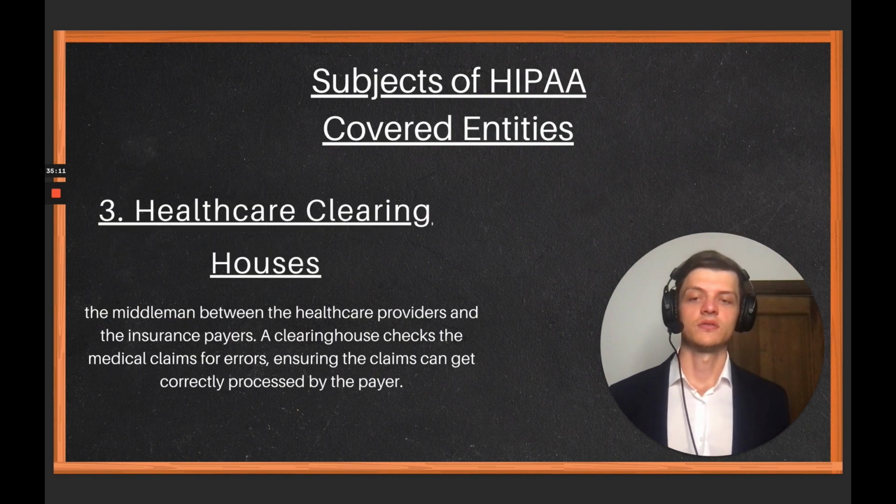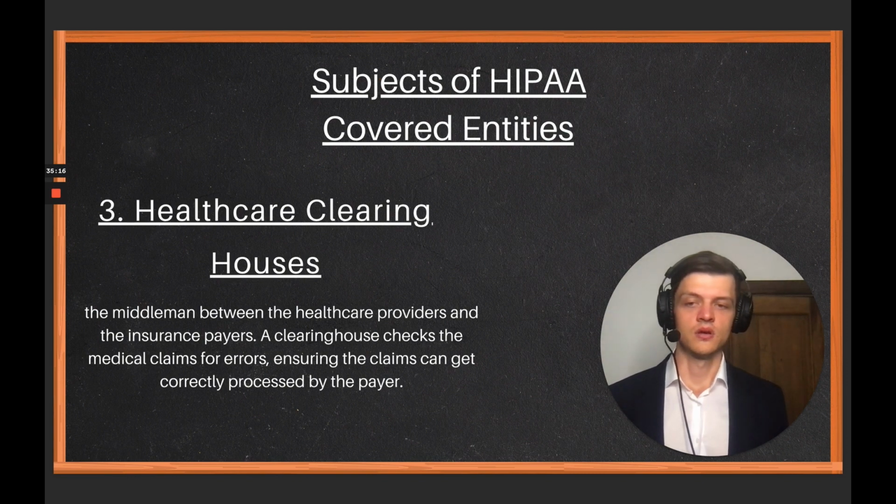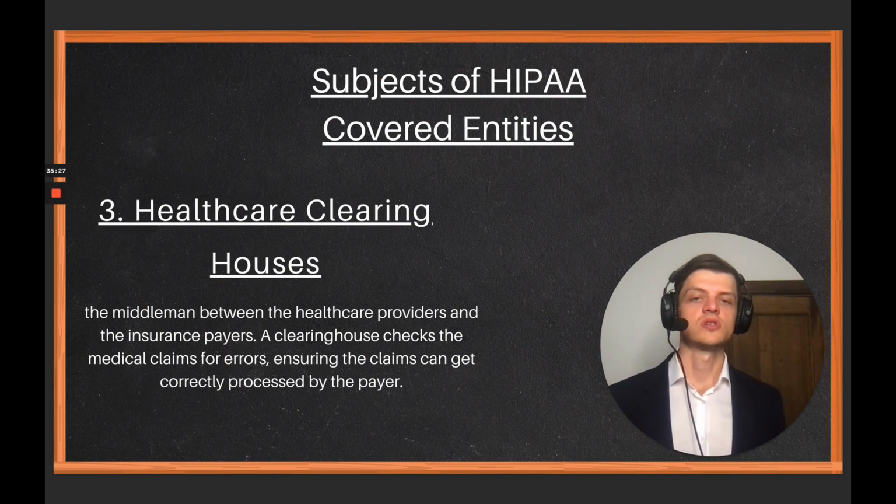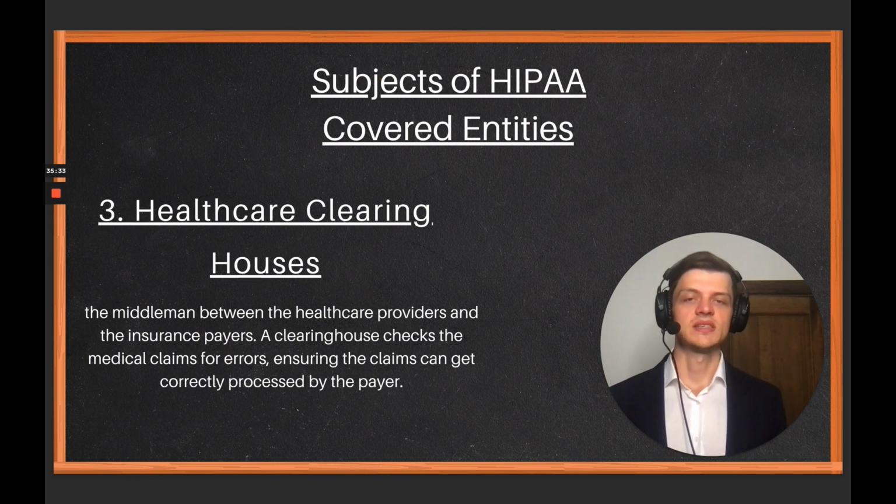Last are healthcare clearinghouses. Healthcare clearinghouses are the middlemen between the healthcare providers and insurance payers. A clearinghouse checks the medical claim for errors, ensuring that the claim will be processed correctly. For example, a patient submits a claim but submits it incorrectly. If it goes directly to the payer, they will just reject it. So it's a good idea to pay an extra $10 to $15 for a healthcare clearinghouse to review your claim and make sure it will actually be accepted and reviewed.